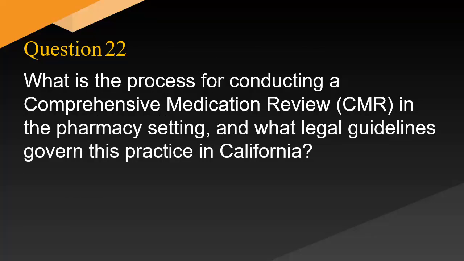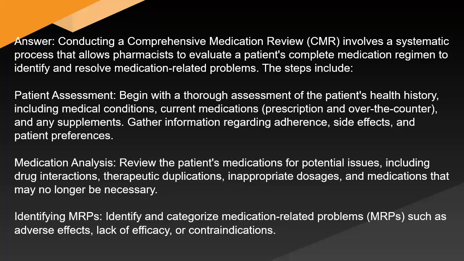What is the process for conducting a comprehensive medication review (CMR) in the pharmacy setting, and what legal guidelines govern this practice in California? Answer. Conducting a comprehensive medication review (CMR) involves a systematic process that allows pharmacists to evaluate a patient's complete medication regimen to identify and resolve medication-related problems. The steps include patient assessment. Begin with a thorough assessment of the patient's health history, including medical conditions, current medications, prescription and over-the-counter, and any supplements. Gather information regarding adherence, side effects, and patient preferences.